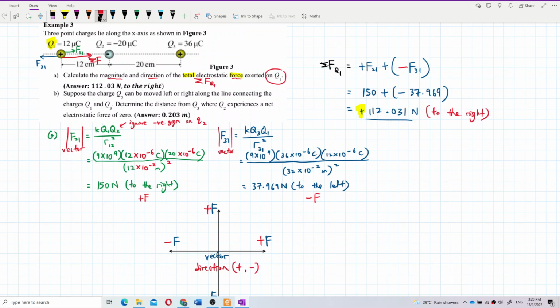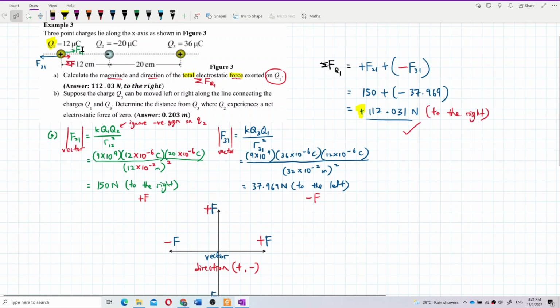That's a resultant force. Actually, it's not so long. After cancel, it becomes shorter. So that's a resultant force to the right. Understand? Resultant force to the right. So is that correct, my answer? Yes, the resultant force is 112.03 Newton to the right. That's correct.